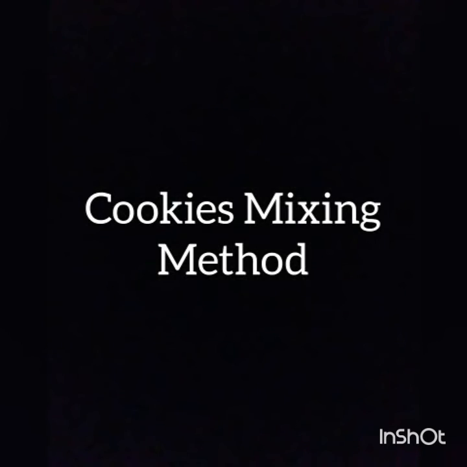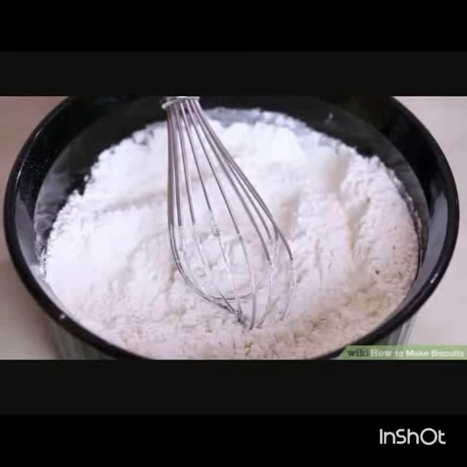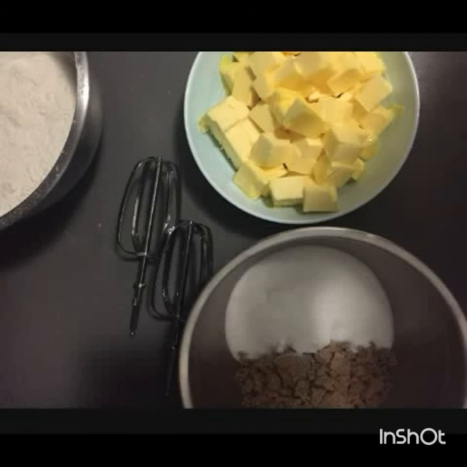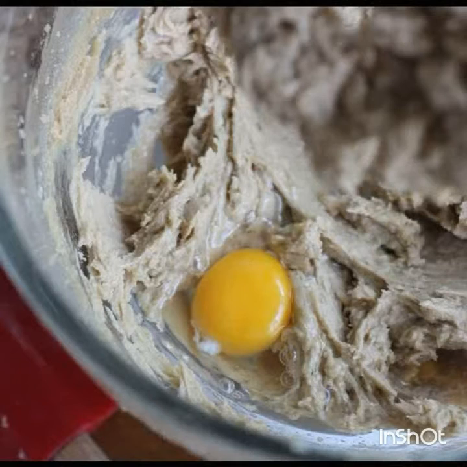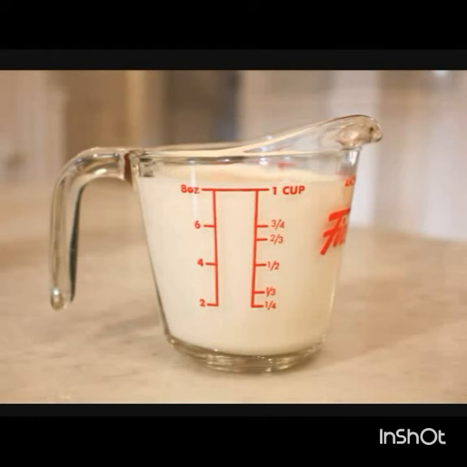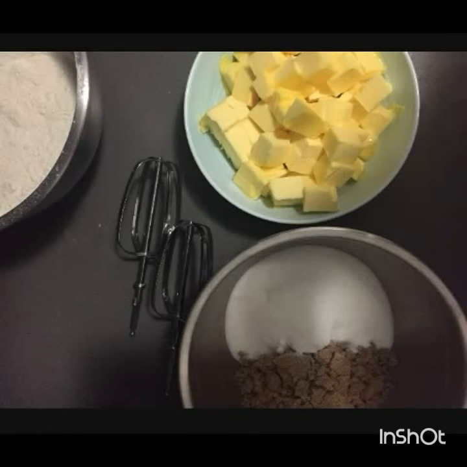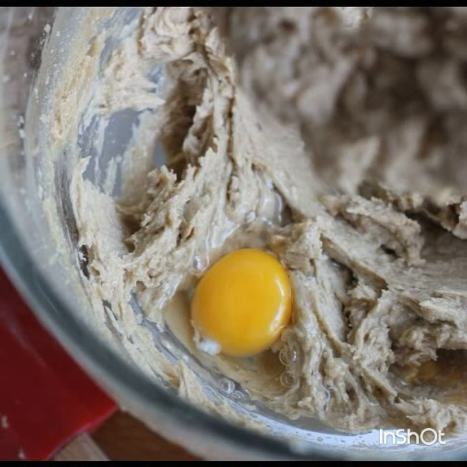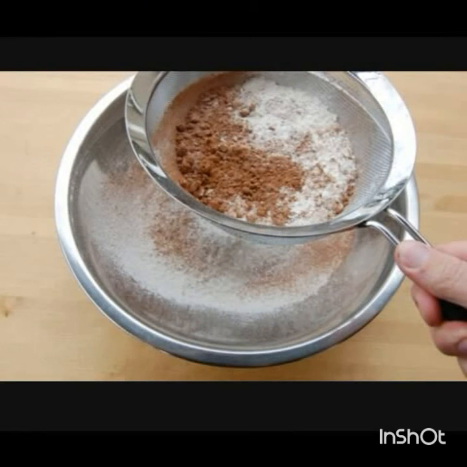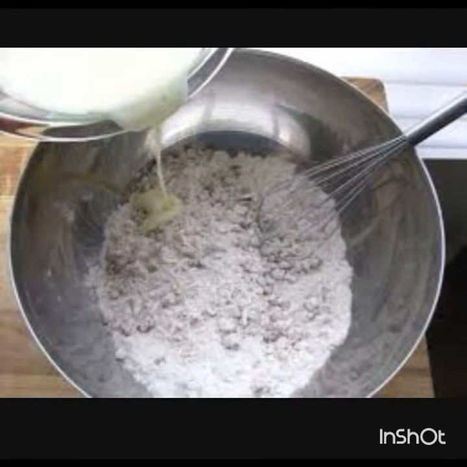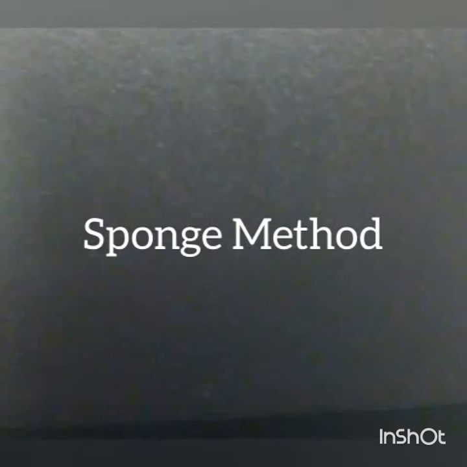For your cookie mixing methods, you have your one stage, which is mixing all dry ingredients first, then beating in cold but softened butter, and then adding your eggs and liquid ingredients slowly in one stage. Your creaming method is creaming together fat and sugar. Add eggs one at a time. Sift together dry ingredients, mix wet ingredients, and alternate adding dry and wet ingredients, beginning and ending with dry.